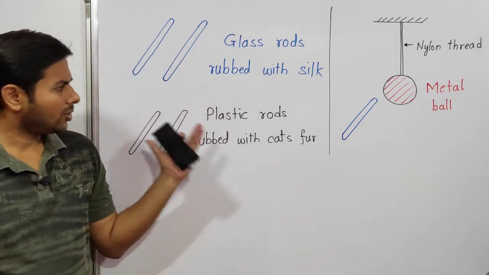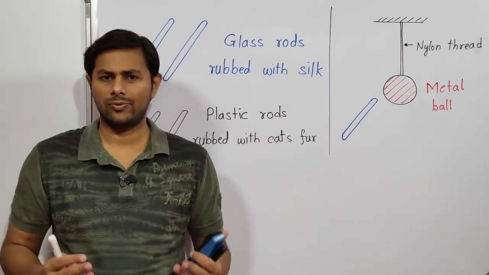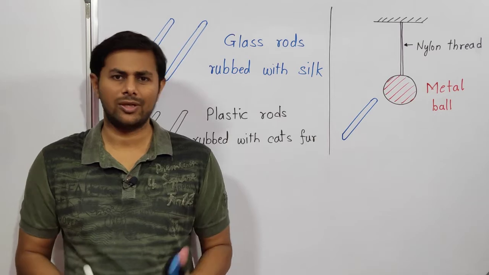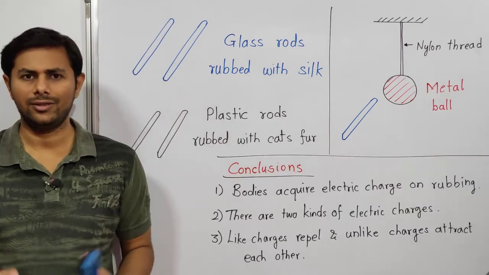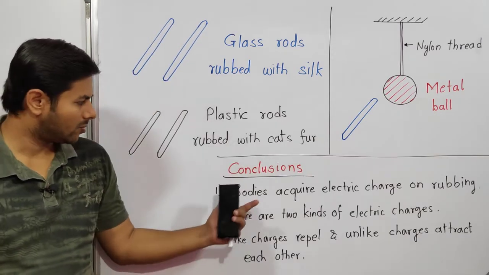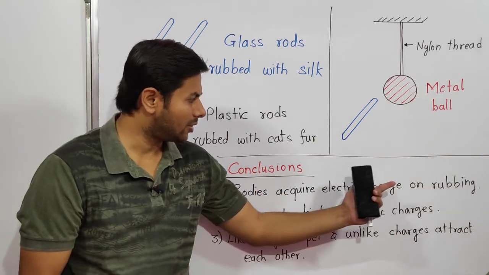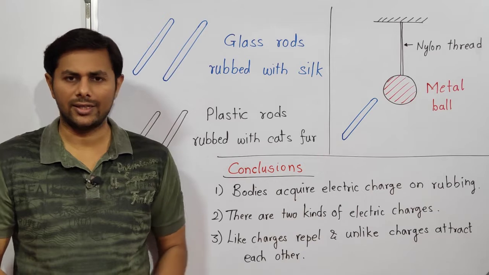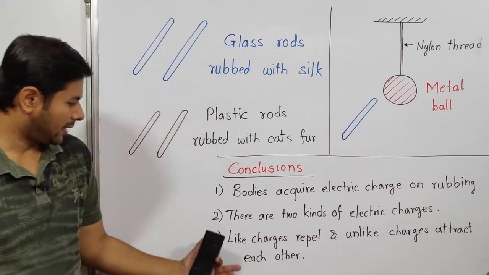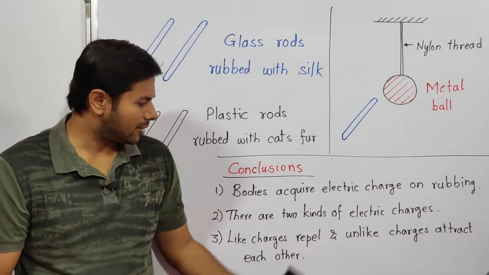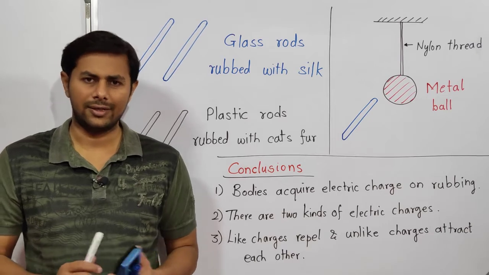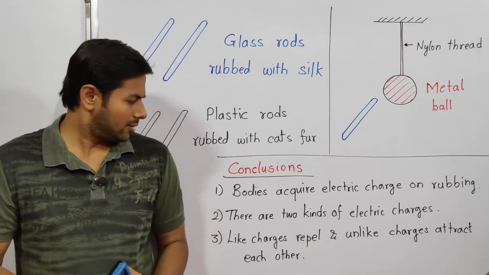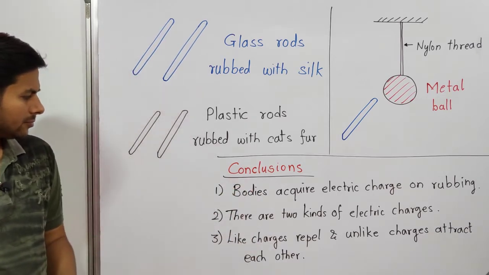People observed such phenomena for centuries and they came to some conclusions. The conclusions are: bodies acquire electric charge on rubbing. There are two kinds of electric charges, and like charges repel and unlike charges attract each other. So these are three conclusions.